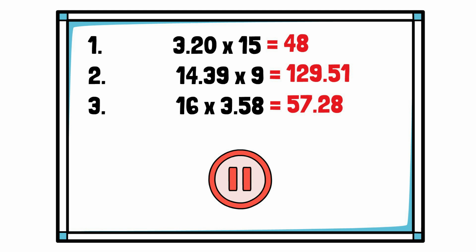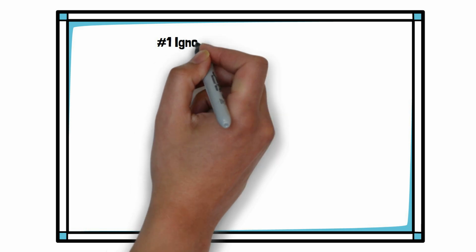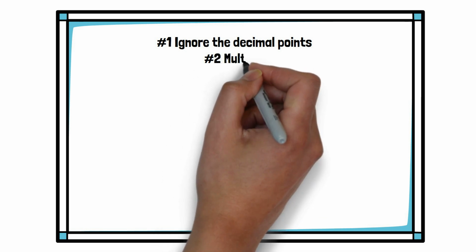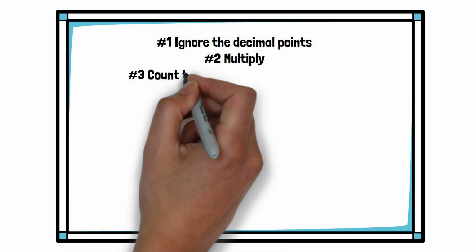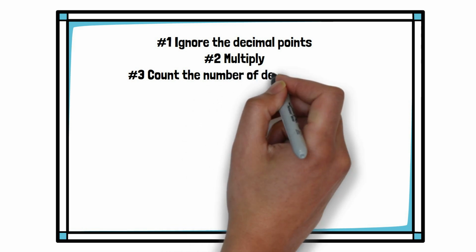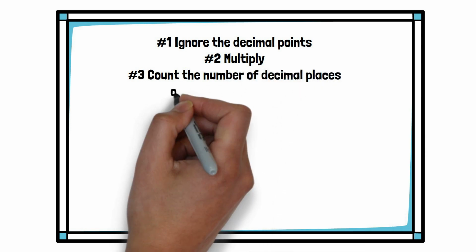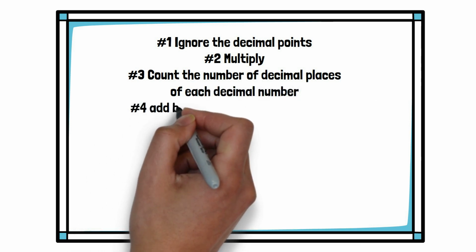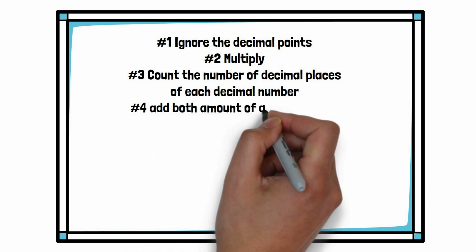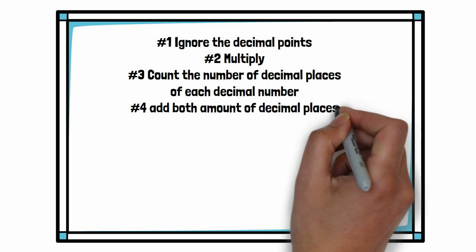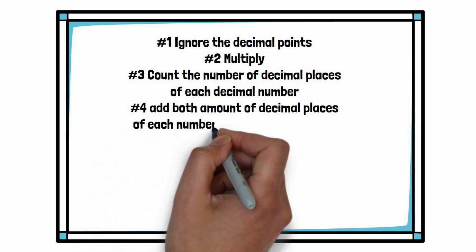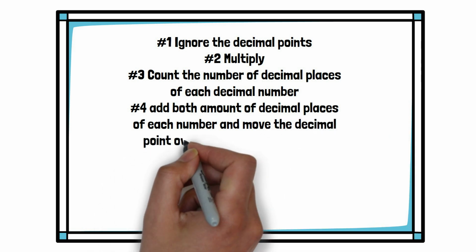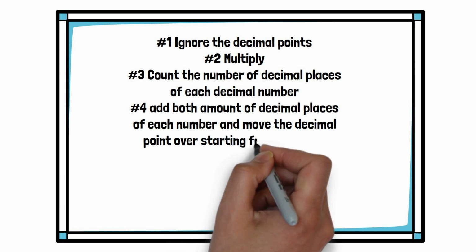Okay, so let's move on to multiplying decimal numbers by decimal numbers. Here are our steps. Number 1, ignore the decimal point. Multiply like normal. And then count the number of decimal places of each decimal number. So if you have 2 decimal numbers, you will count each number. Then add both amount of decimal places of each number and move the decimal point over starting from the right. This would be the total number of decimal places for both numbers.